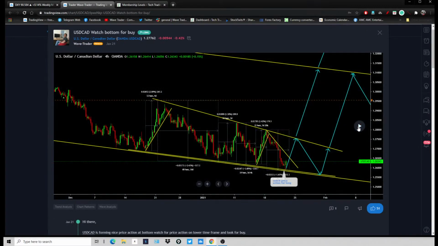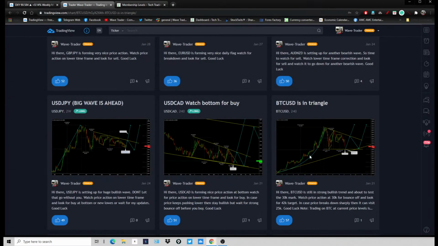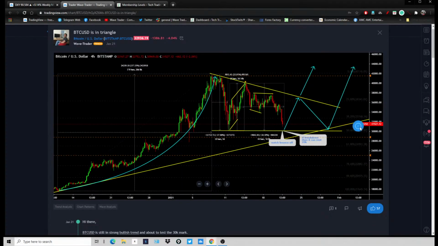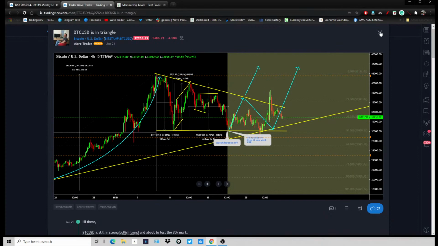So dollar CAD, we have seen that last week, and now Bitcoin, we also have seen that chart. We are holding the 30,000 mark and trying to go towards 42, or we can see that it is setting up for the next leg up to the $50,000 mark. It's a very volatile asset.